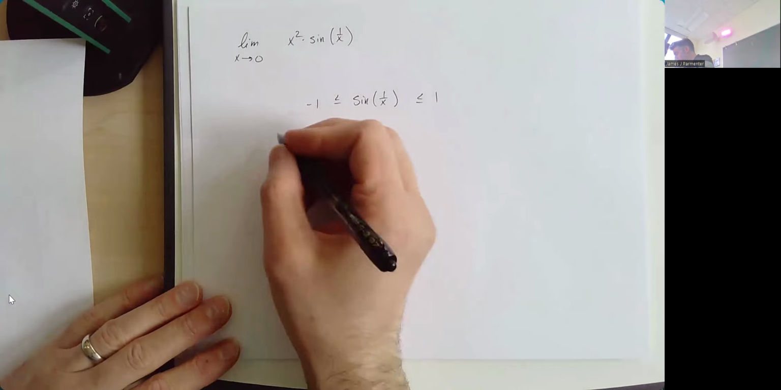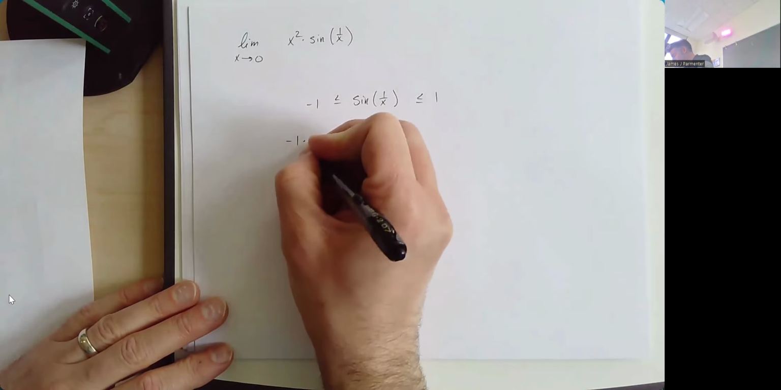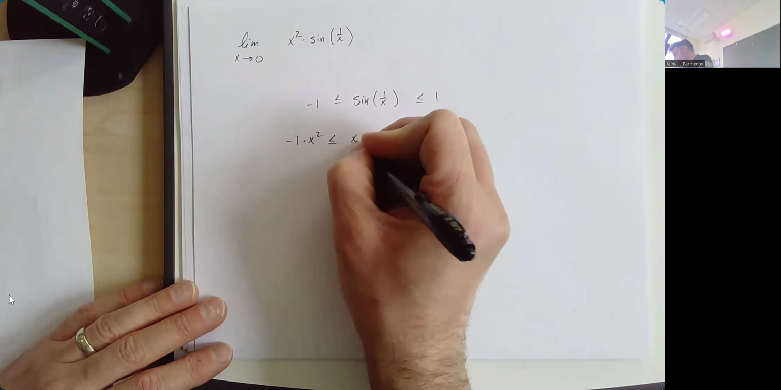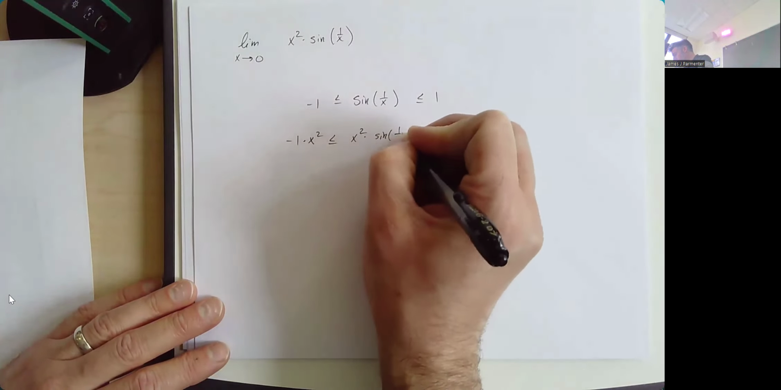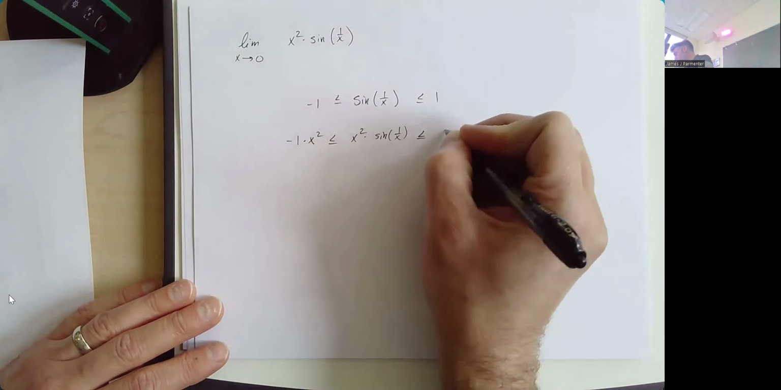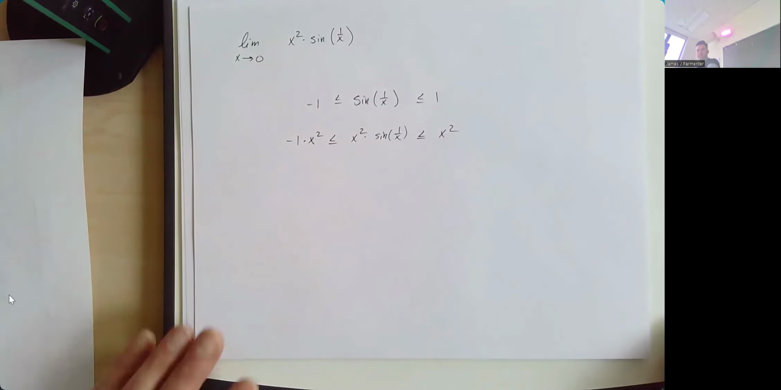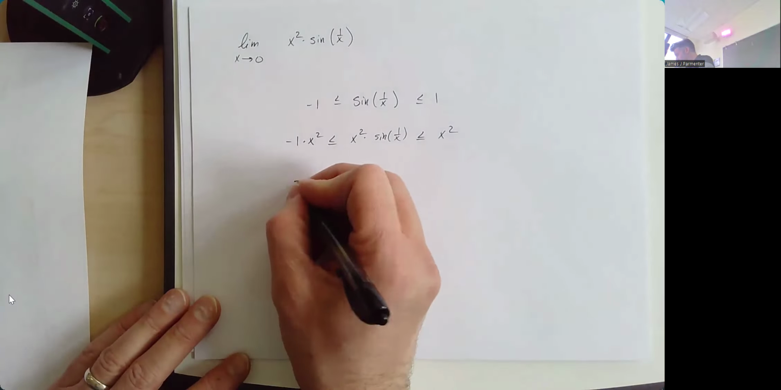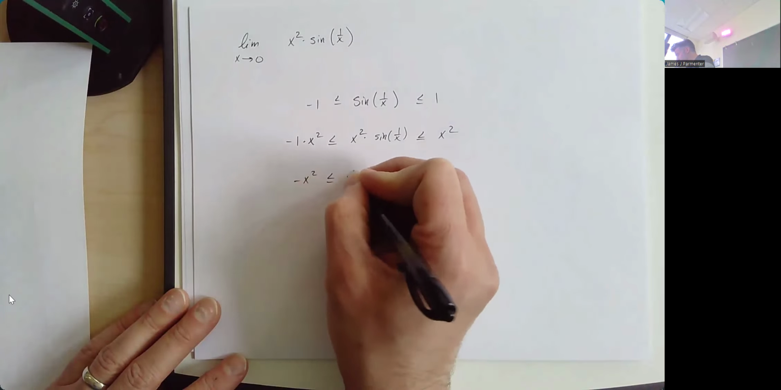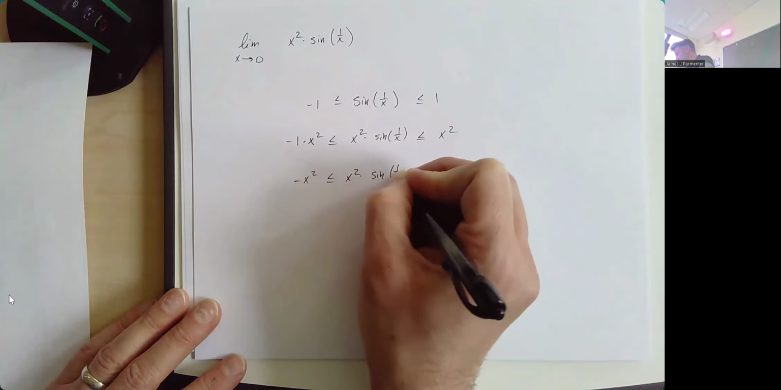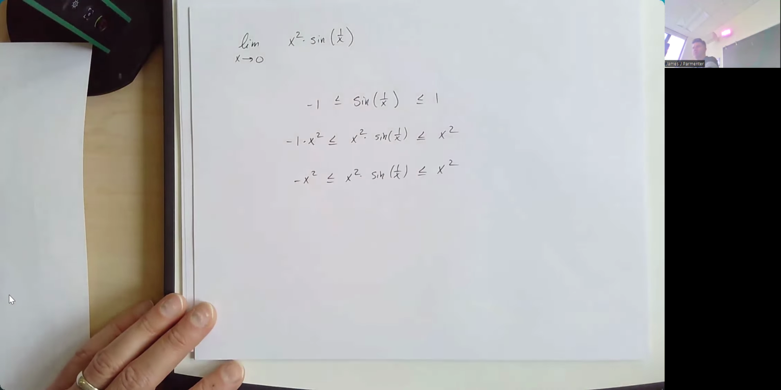Now, fortunately, x squared is always non-negative, so I don't have to worry about the inequality changing directions. If I was multiplying by a negative thing, I might have to change the order of the inequality. Not a worry here. If I multiply by x squared, you get negative 1 times x squared less than or equal to x squared times sine of 1 over x less than or equal to positive x squared. Or more succinctly written, negative x squared less than or equal to x squared times sine of 1 over x less than or equal to positive x squared.